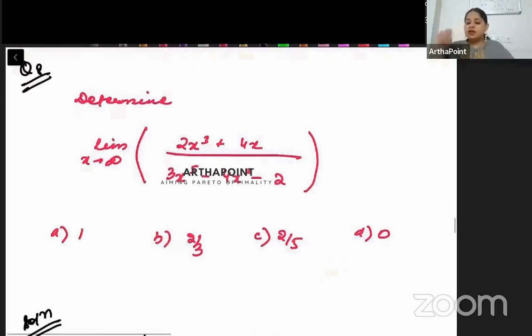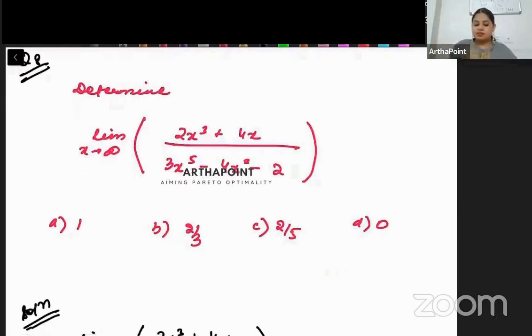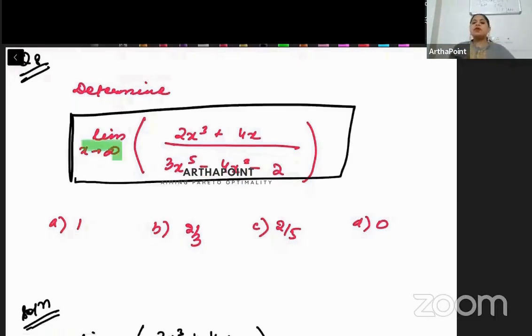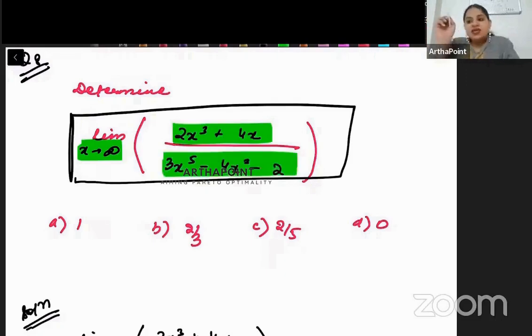It says determine this limit, limit x tends to infinity. So beta, whenever you are given such questions, you must go ahead and divide numerator and denominator by the highest power. So the highest power that we see here is x to the power 5, right?